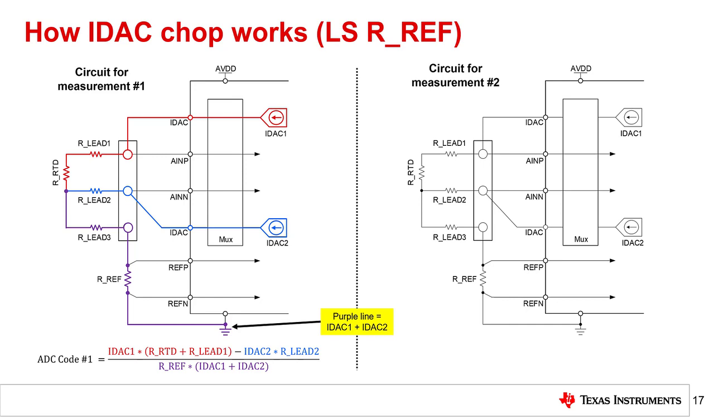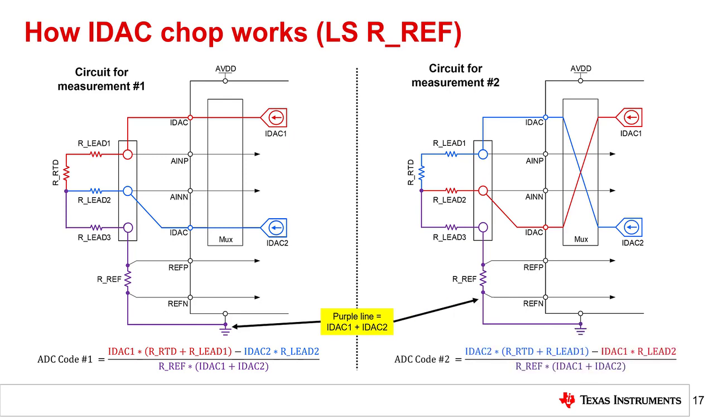If the ADC does not have these integrated features, it can be necessary to add additional switching components to implement IDAC chop. For measurement 2, the output from IDAC 1 in red now biases the middle lead of the RTD, while the output from IDAC 2 in blue biases the top lead of the RTD. This yields a slightly different equation for the second ADC output code, which is shown on the bottom right. However, both equations have the same denominator because the combined IDAC currents flow through RF in both cases.